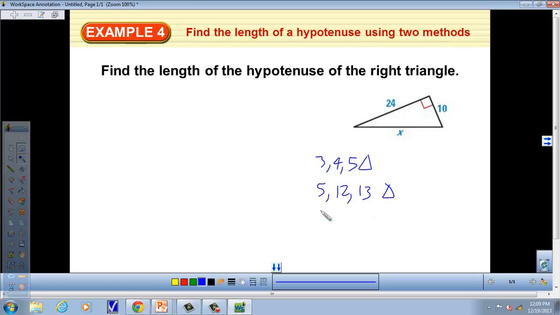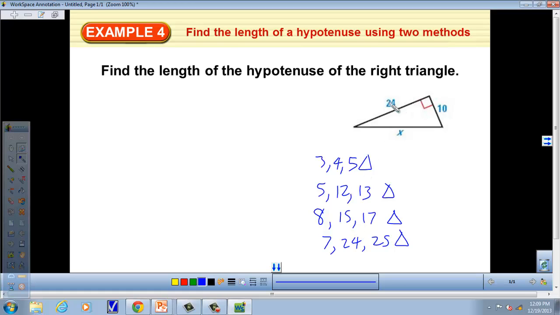The other two that are in the book are 8, 15, 17, and 7, 24, 25. And again, the reason why these work is if I do 8 squared, which is 64, and 15 squared, which is 225, adding those together I get 289. The square root of 289 is 17. And the same thing happens here as well.